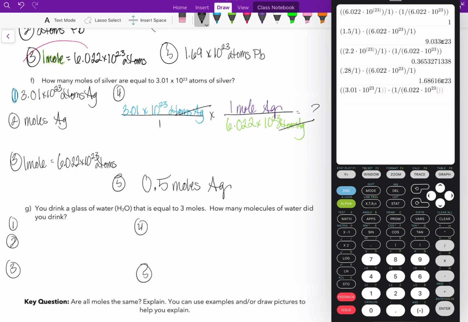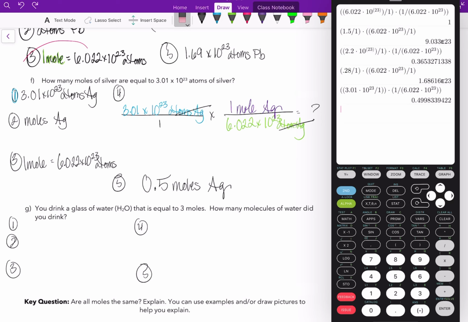Okay, so for this one, your answer was 0.5 moles of Ag. Your given was 3.01 times 10 to the 23rd atoms. You were looking for moles, and your conversion factor is the same as it has been. You put your given over 1, and then you noticed you had atoms in the numerator, so atoms was now in the denominator. That's perfect, it cancels out. The rest of your conversion factor became your numerator. And if you look at the calculator on the right side, it should have looked like that.